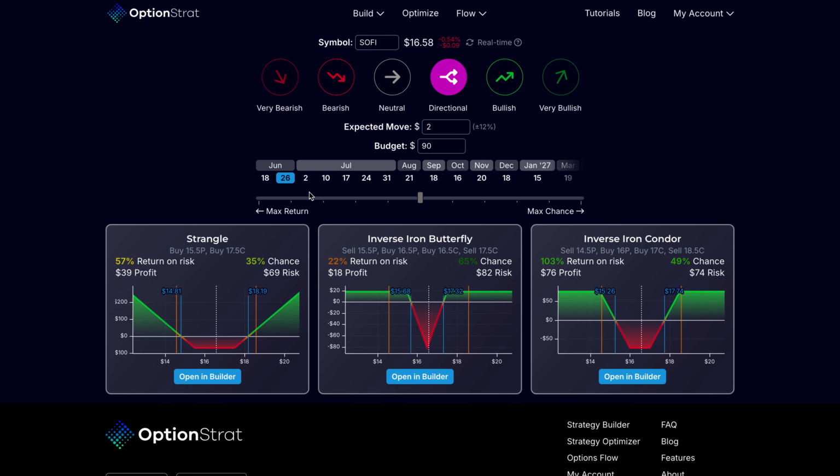And then finally, we have this slider here. As you can see, you can slide it to the left or you can slide it to the right.